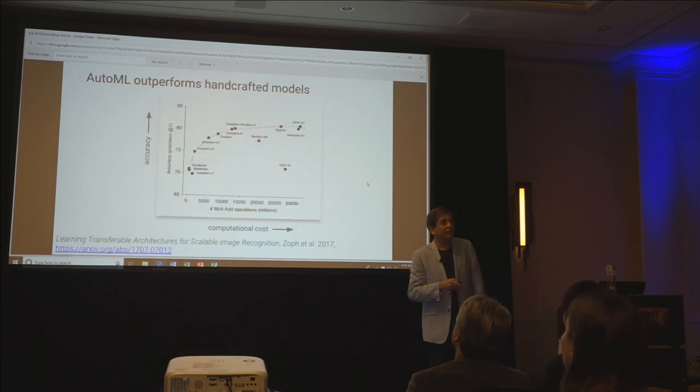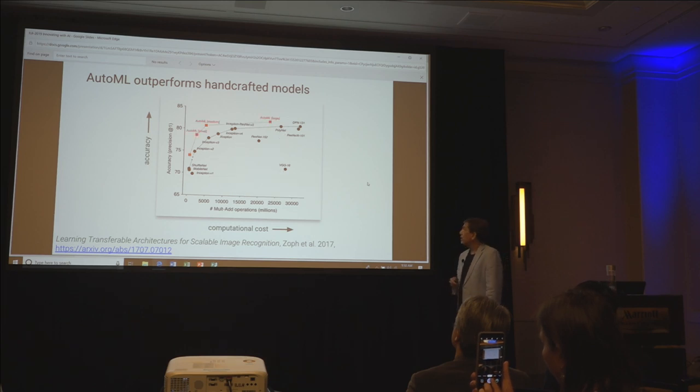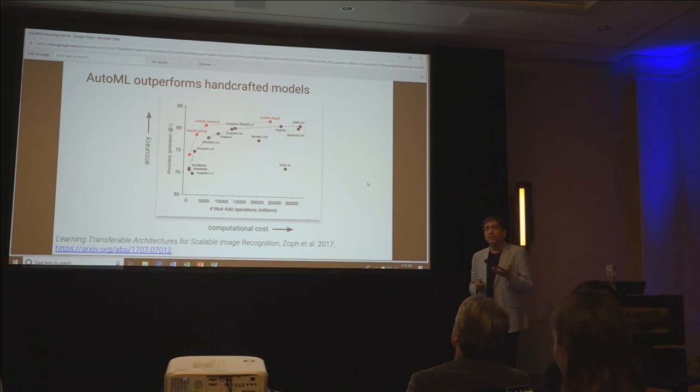And it outperforms handcrafted models. This is back to the vision world where a lot of this stuff started. This is sort of the state of the art in image recognition from things like MobileNet and ShuffleNet, all of the inception models, ResNet, et cetera, that were created by experts. There's AutoML. It's doing better than the best human models at the sort of the large end as well as the small end.